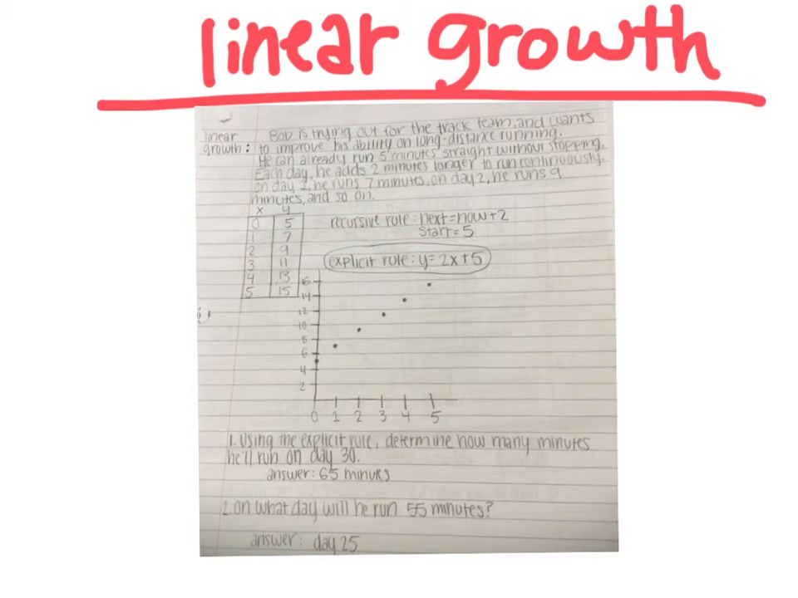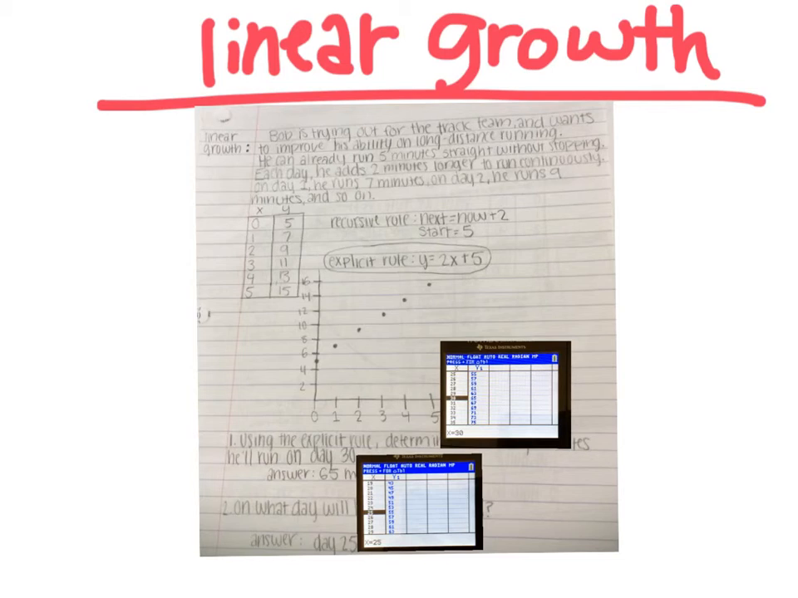For the first problem, it's using the explicit rule to determine how many minutes he'll run on day 30. The answer is 65 minutes. You can solve this problem by going into your calculator and entering the data on the table and scrolling down to 30 on the x column and looking at what the y is.